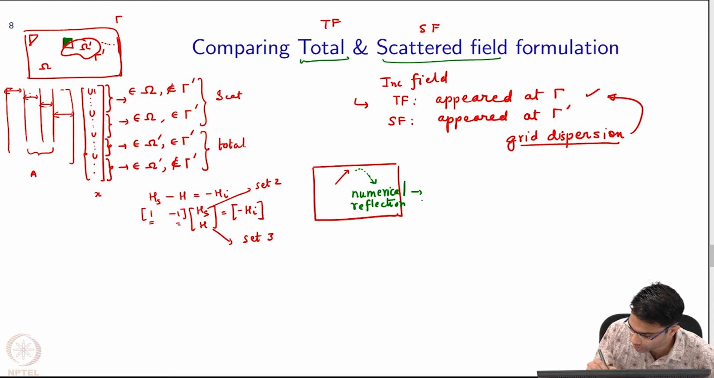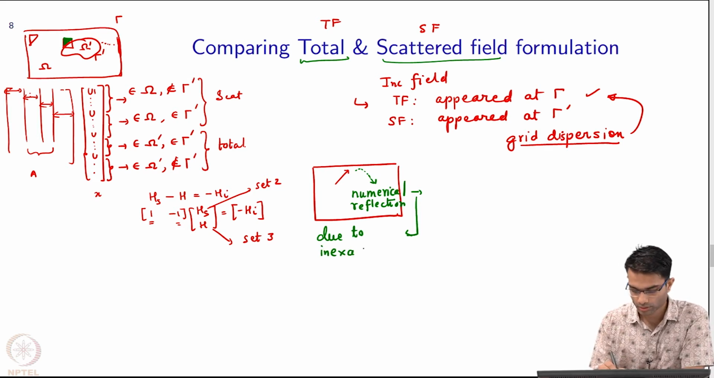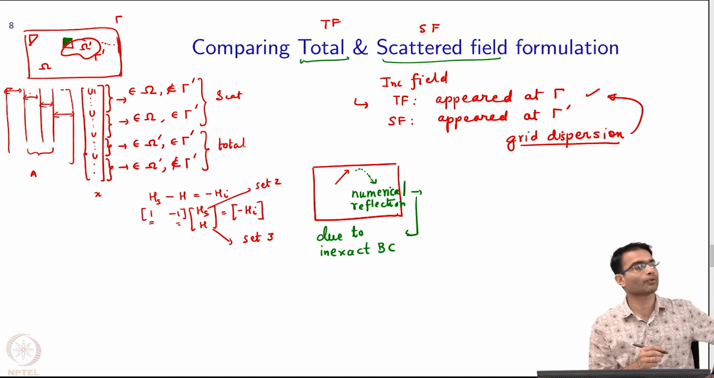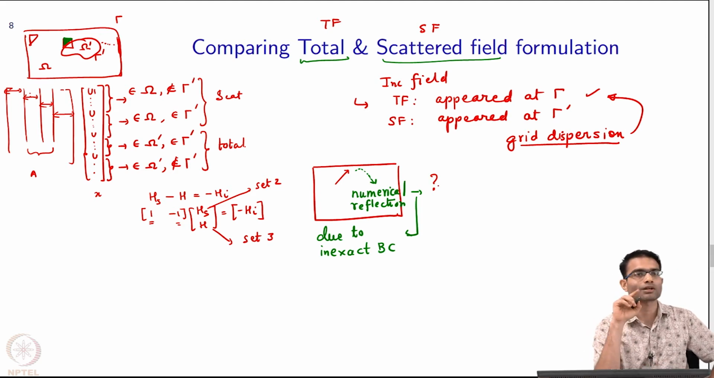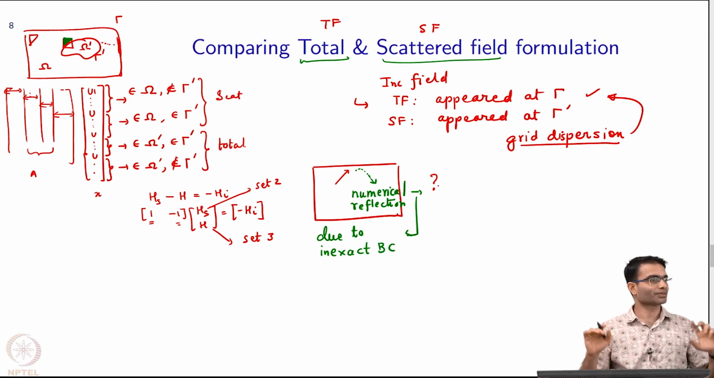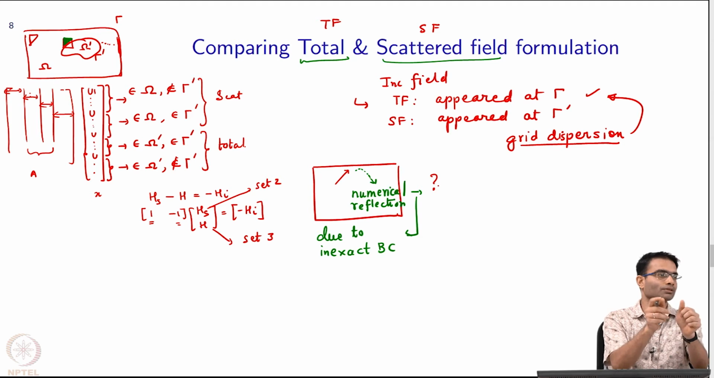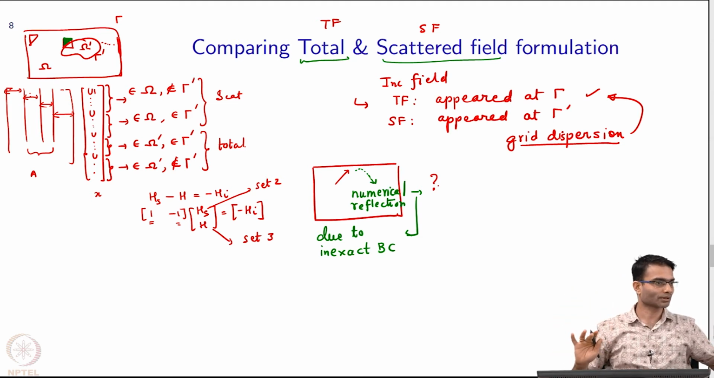Why? Due to inexact boundary condition. Okay, I want to reduce this. So, what do I do? Transpose this situation into a real life situation. Real life situation, you have an antenna here, and it's sending out some fields, you don't want the fields to come back to you, basically. That's a reflection. I want to cut it out.